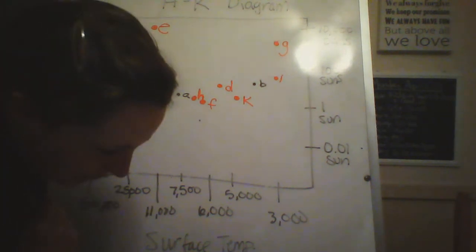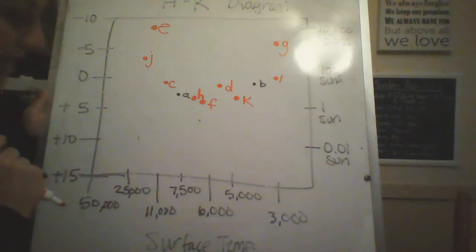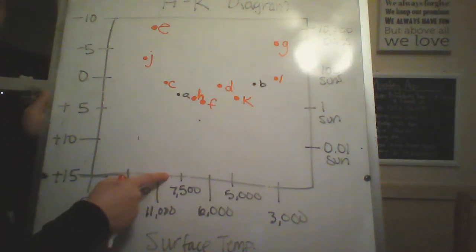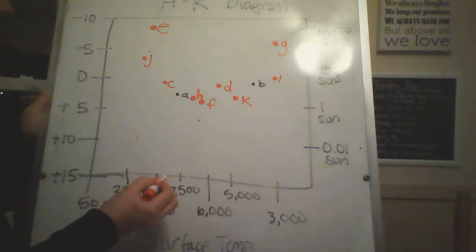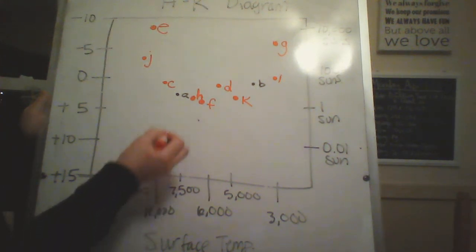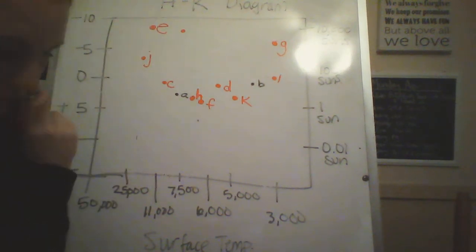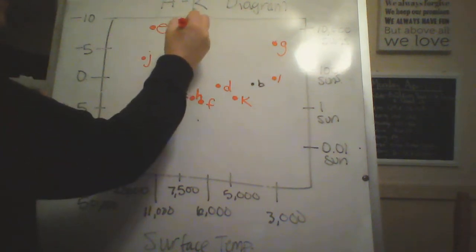L, we have Deneb. The star Deneb is 9,000 kelvins, so about between 7,500 and 11,000. So 9,000 kelvins, and it's negative 7.2. So we're heading all the way up here to negative 7.2, right below where we had labeled E, and we're going to label that L.